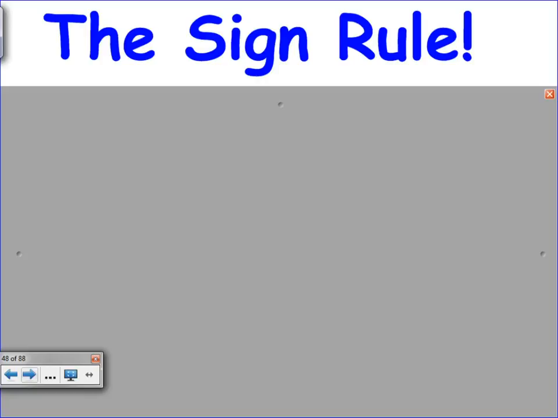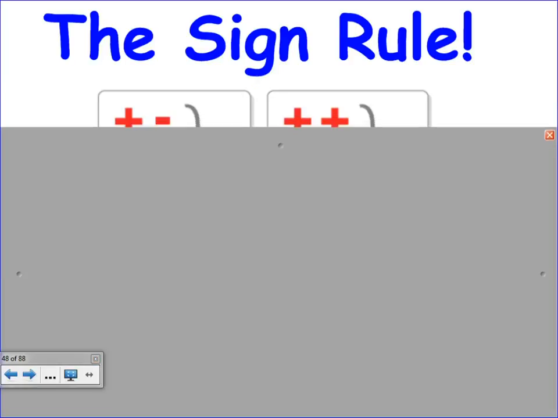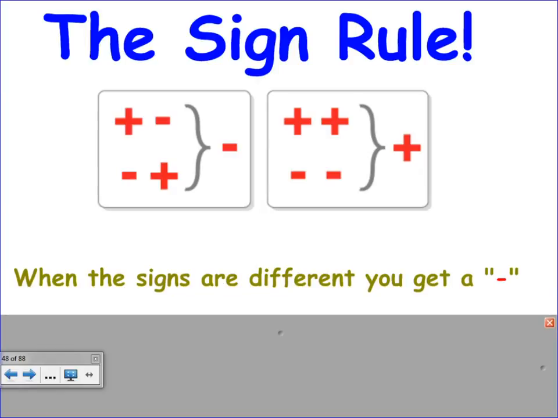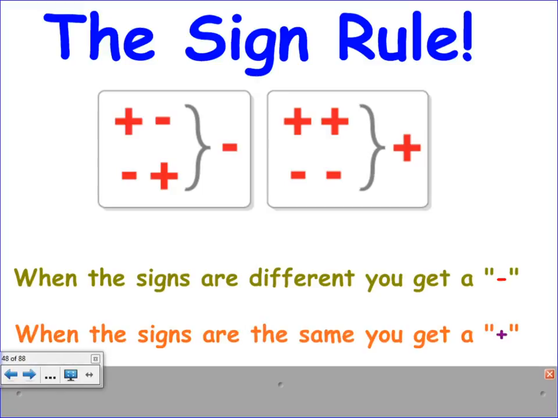Anybody heard of the Sign Rule before? No? Yeah? What do we reckon the Sign Rule is? It's when you minus and minus is plus. Oh, sort of, but not quite. Yeah, you're brilliant. It is that. Okay? When the signs are different, we subtract. So I've got a plus and a minus, or a minus and a plus, it's a negative. When the signs are the same, we add. So that's our conflict resolution. Okay? So when the signs are different, you get a negative. And when the signs are the same, you get a plus. Essentially, that's the Sign Rule.